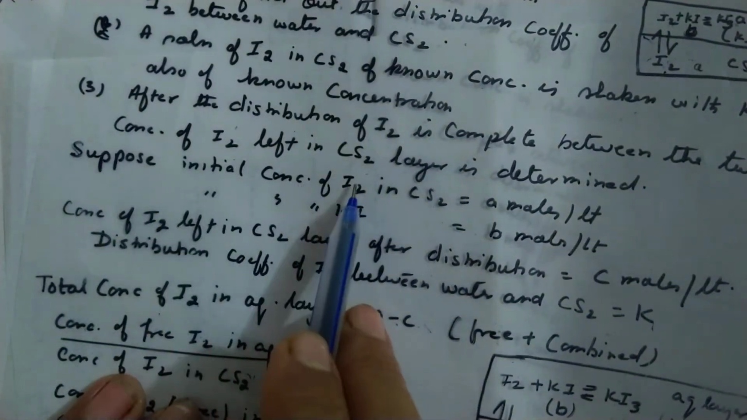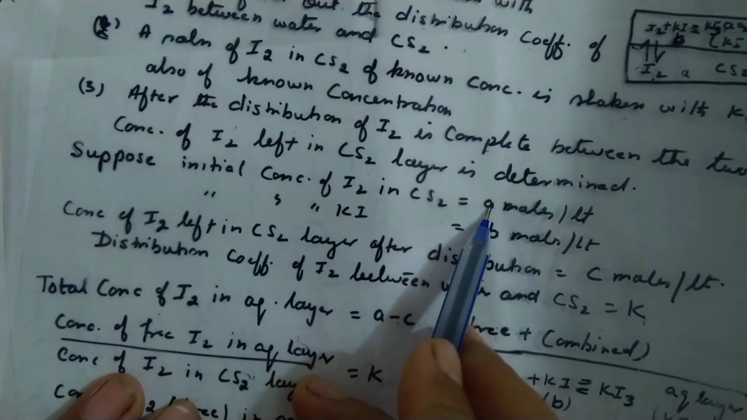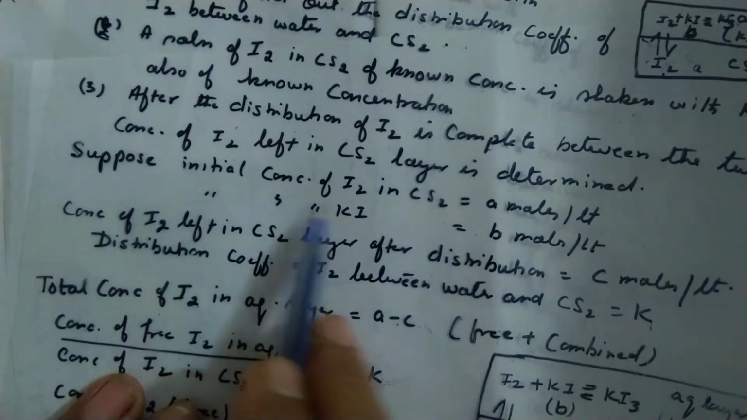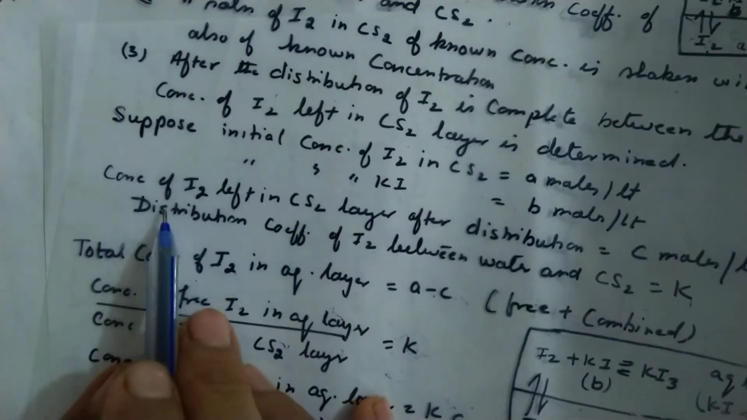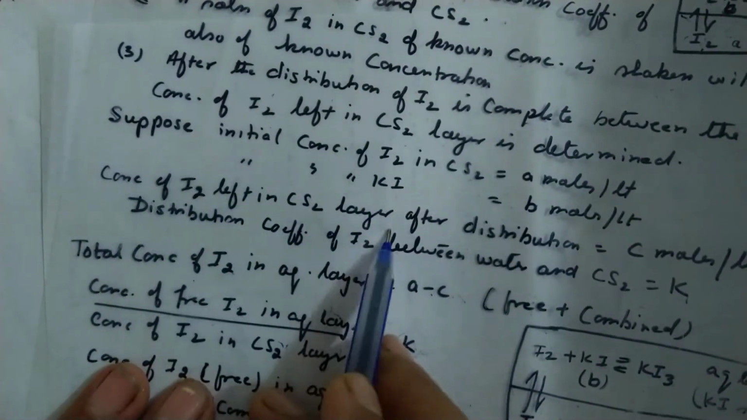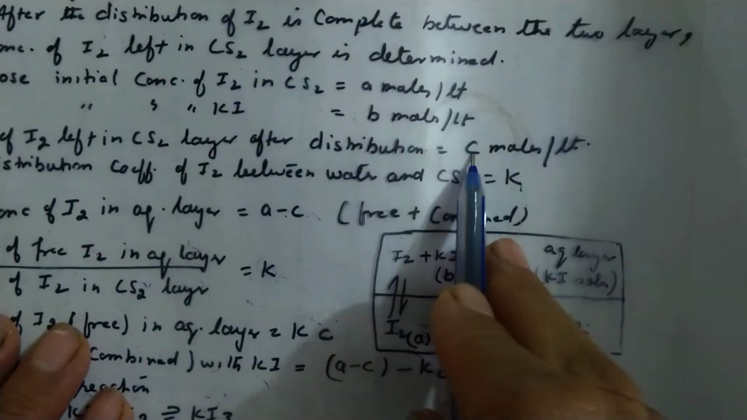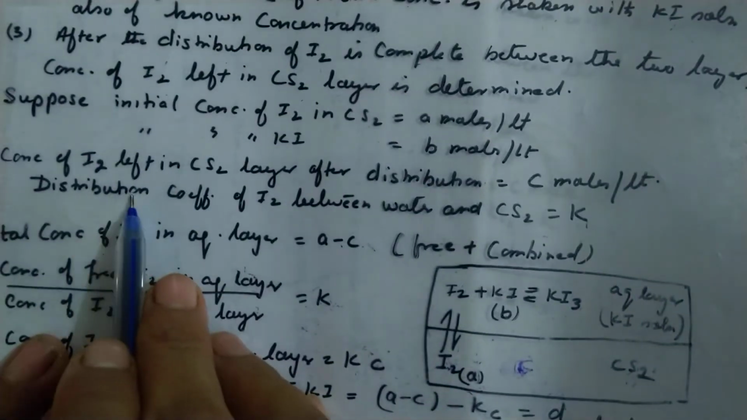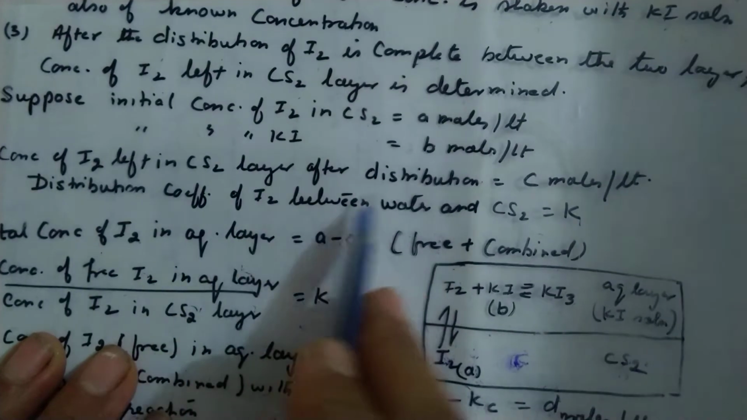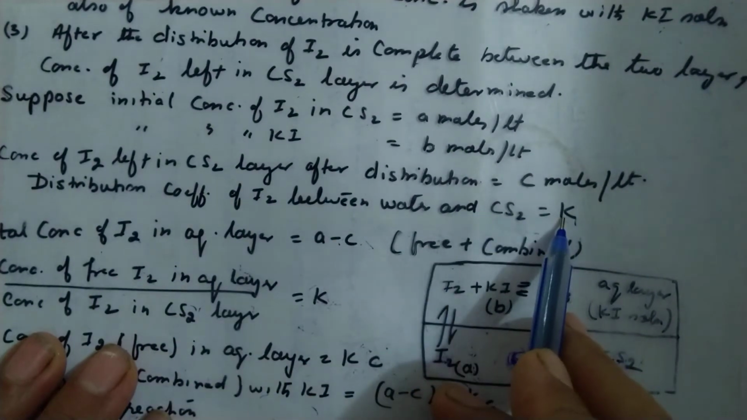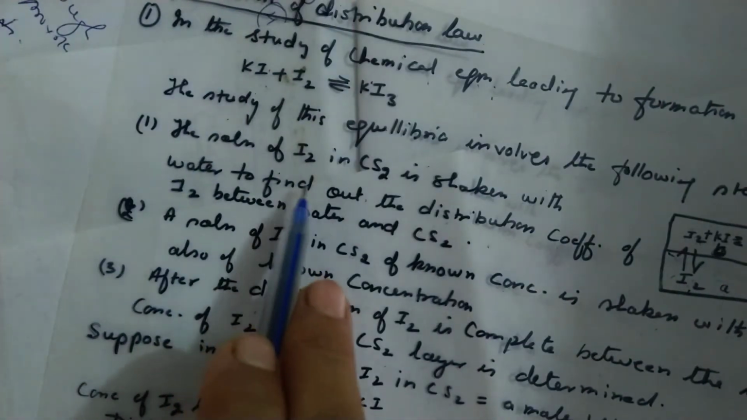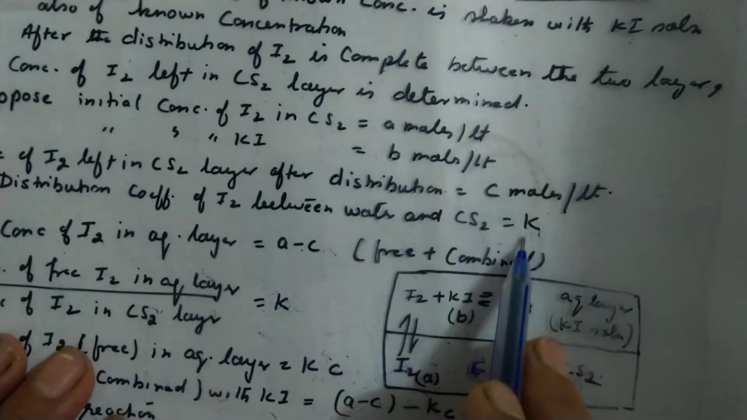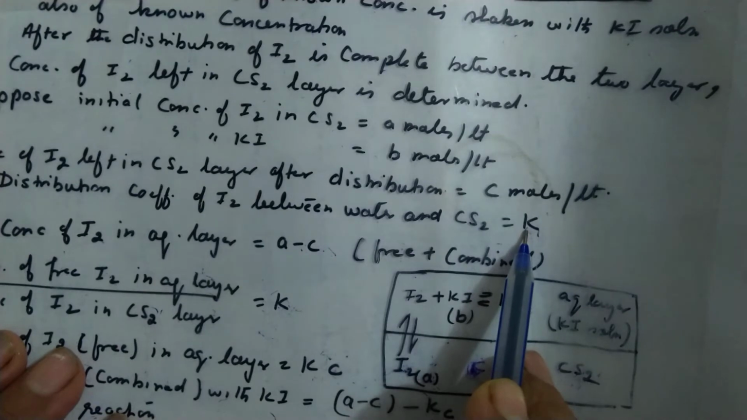Suppose initial concentration of iodine in CS2, what did we take? A. Initial concentration of potassium iodide in water is B. Concentration of iodine left in the CS2 layer after distribution is complete, I have told you, that is C. In the first step we have found the distribution coefficient of iodine between water and CS2, that is K. In this step we have to calculate the distribution coefficient. I have calculated, this is K.